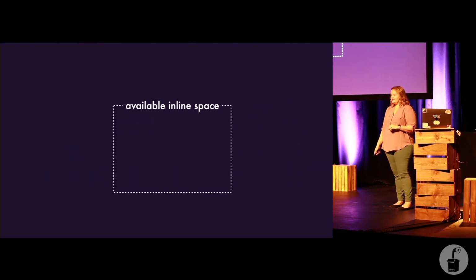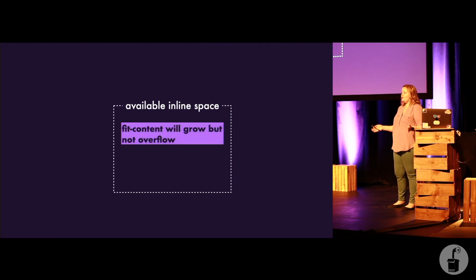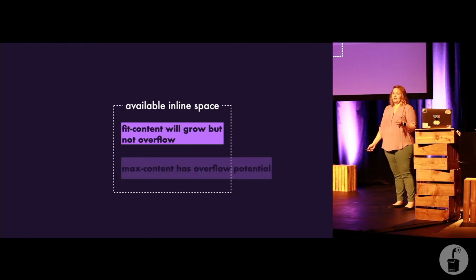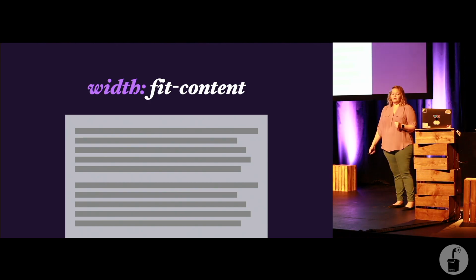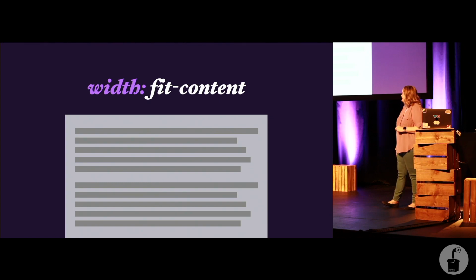Now, in that very micro example, it's probably hard to tell the difference between fit content and max content. So to remember the difference, fit content will grow but not overflow. You see that once it hits that boundary of that available inline space in a text content, it will begin to wrap. On the other hand, max content will continue to grow unless it is constrained by an additional max width rule. So to be honest, I haven't found a lot of use cases for min content and max content, mostly due to their overflow potential. But fit content, that is a top shelf keyword.